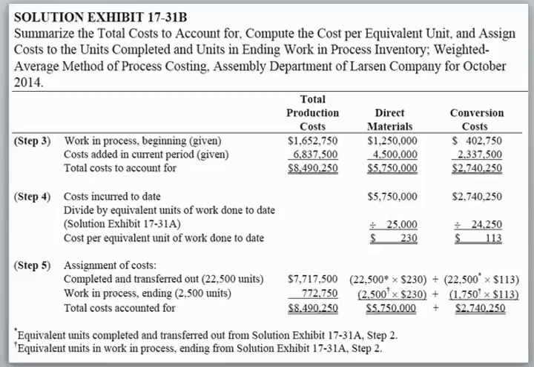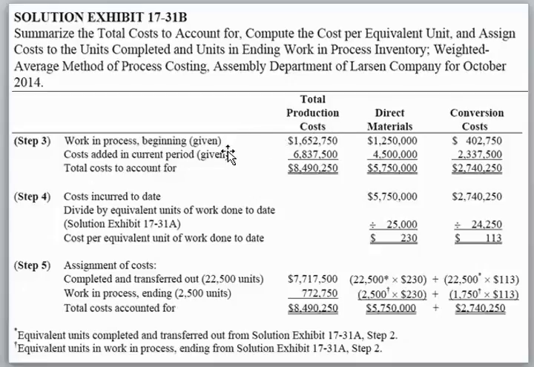Weighted average method of process costing, assembly department of Larsen Company for October 2014. Here is the total production cost, the direct material costs and the conversion costs. The work in process beginning is given: direct material was 1,250,000 and the conversion cost was 400,750. So the total production cost will be 1,650,750.